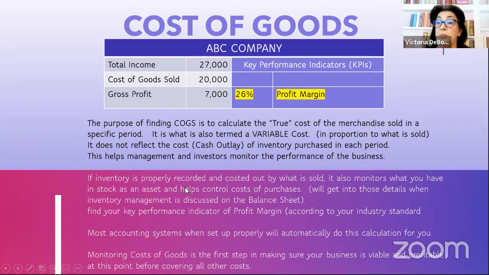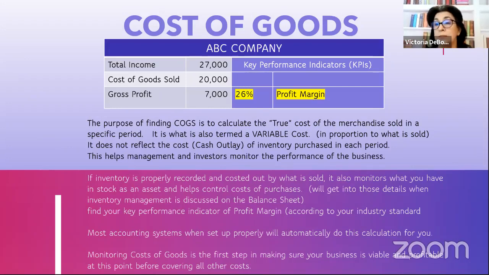And if inventory is properly recorded and costed out by what's sold, it also monitors how much stock of an asset you have. It helps control the cost of purchases, because sometimes it might be cheaper for you to buy a larger quantity rather than to just buy on demand. And it helps you control whether or not inventory is walking out. You know exactly what you should have in stock. It's a key performance indicator that you're monitoring, what they call your inventory turns. And again, we'll get into those details when we talk more about the balance sheet and the assets.